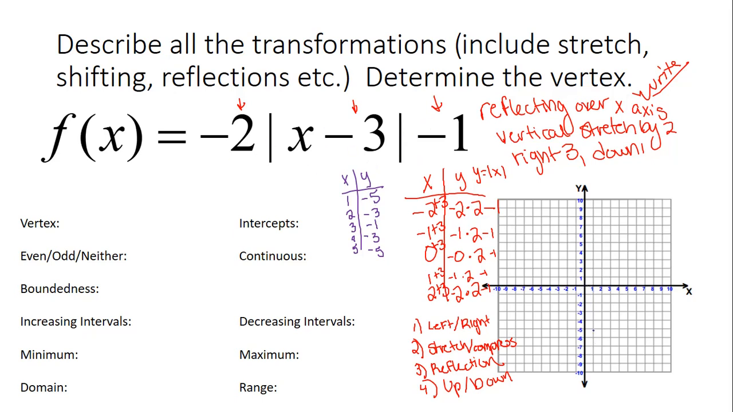So 1, negative 5; 2, negative 3; 3, negative 1; 4, negative 3; and 5, negative 5. There we go.